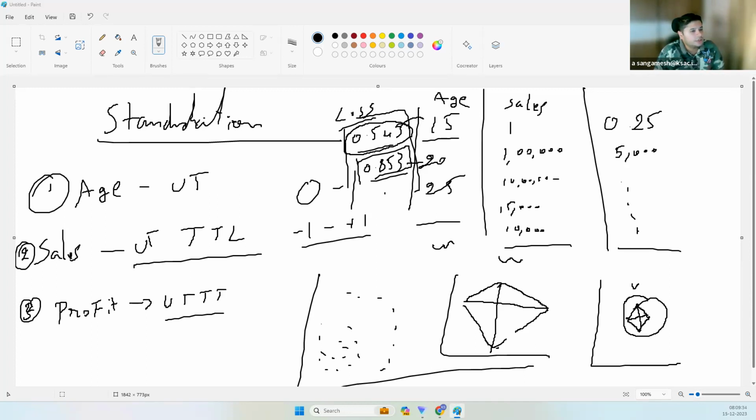Could you please correlate the skewed data to normalization to standardization? Sure, happy to help you.